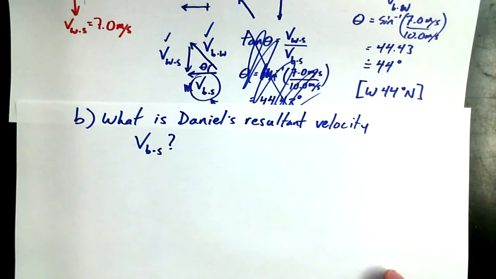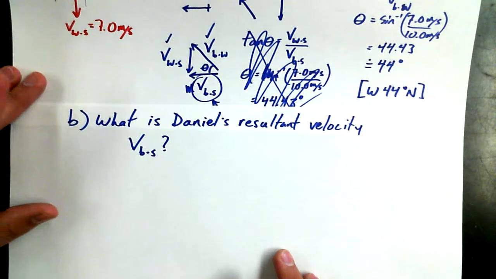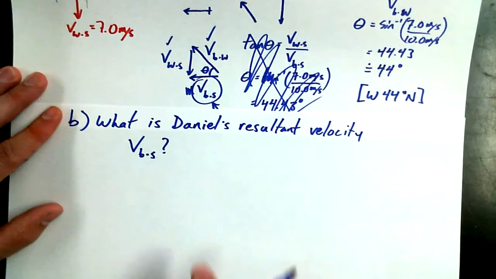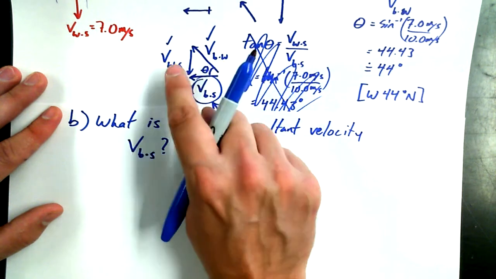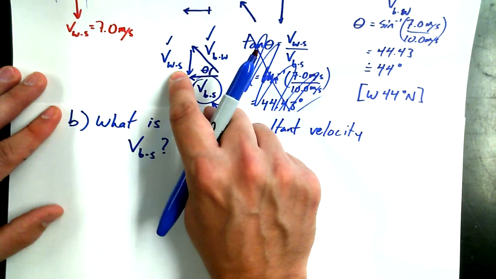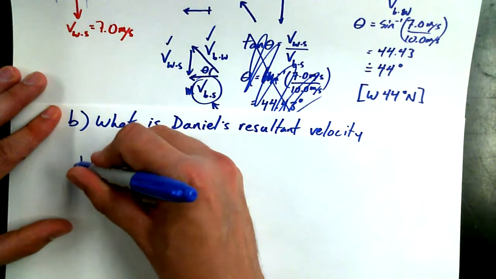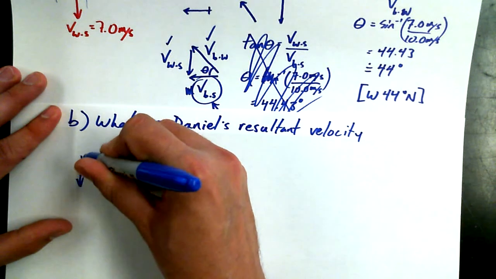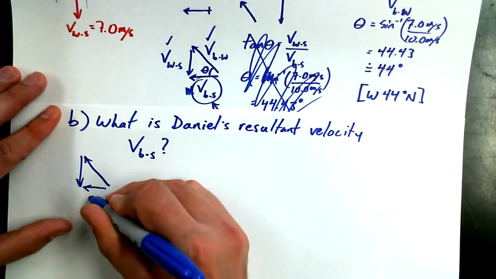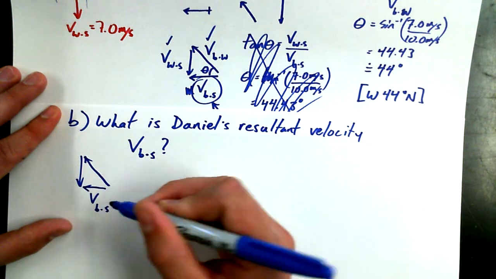Now we're getting down to the business. We're still looking at the same diagram here. We know the velocity of the boat relative to the water. We know the velocity of the water relative to the shore. And so I'm going to label up that same vector diagram again. I want to know the velocity of the boat relative to the shore.